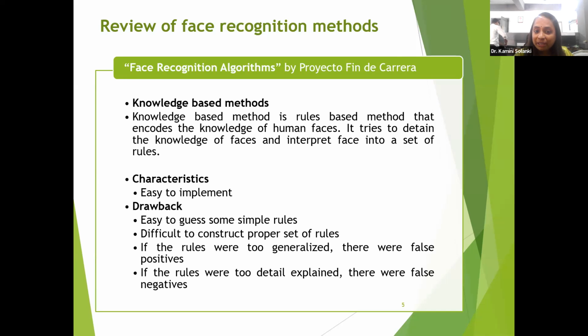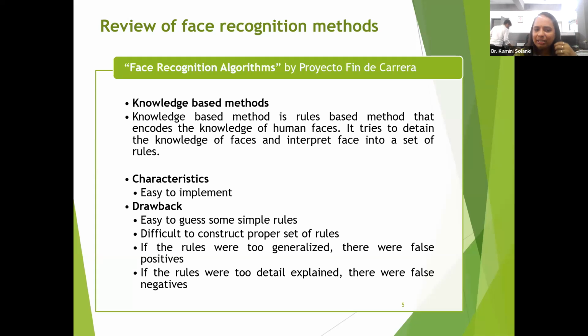So the knowledge-based method is a rule-based method that encodes the knowledge of human faces. First there is a forehead, then eyes, eyebrows, nose, lips, whatever. So it tries to capture the knowledge of the face and interpret the face as a set of rules. It converts that face into a set of rules.